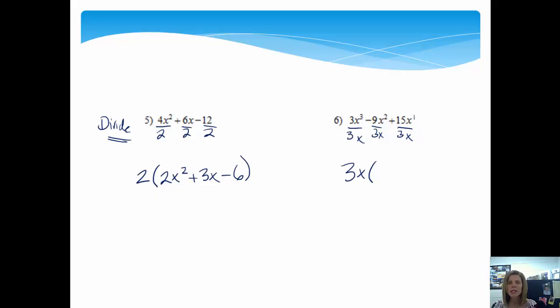3 divided by 3 is 1. And then x to the third over x to the first, I'm going to subtract my exponents to get x to the second. Carry down my minus sign. 9 divided by 3 is 3. And then x squared over x, if I subtract my exponents, I'll get x to the first. And then bring down my plus sign. 15 divided by 3 is 5. And since these x's are exactly the same, they wipe each other out. And so then I am done. The only thing I'm going to do to clean this problem up is just get rid of my 1's. And that is now factored. And again, you can multiply it back out to see if you got the right answer.